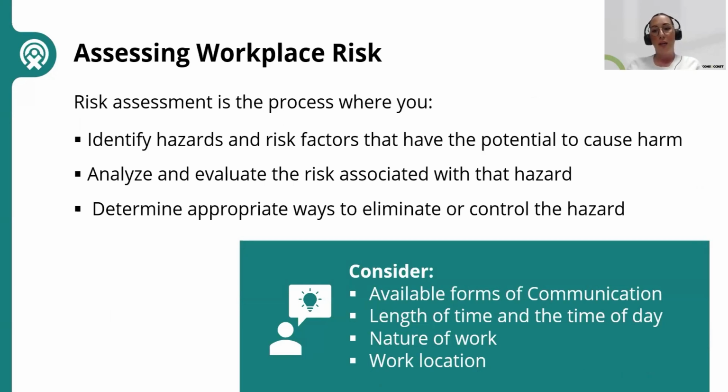So once you've identified your hazards, the next step is to assess the workplace risk. Essentially, risk assessment is the process where you identify hazards, and then you analyze and evaluate the risk that's associated with that hazard. So for example, you might have someone working alone with a patient with a history of violence, or someone working the night shift. Once you've looked at this identification of a hazard, you go through a process to ultimately look at ways to eliminate or mitigate the hazard.